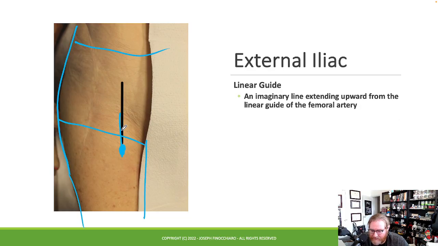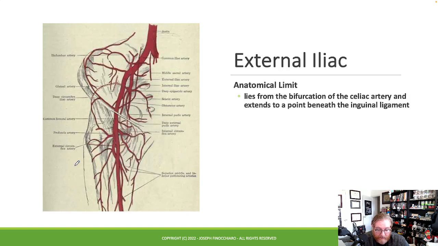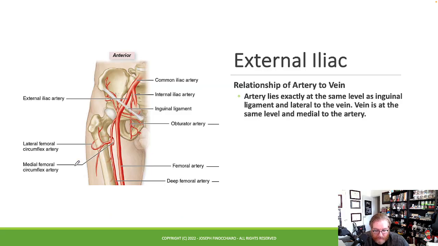One thing you notice about this patient, as you're analyzing every case, is what looks like a scar right here, which means this person probably had hip replacement surgery. The anatomical limit lies from the bifurcation of the celiac artery and extends to a point beneath the inguinal ligament. The artery lies at exactly the same level as the inguinal ligament and lateral to the vein. So there is no superior or deep. They are on the same plane.